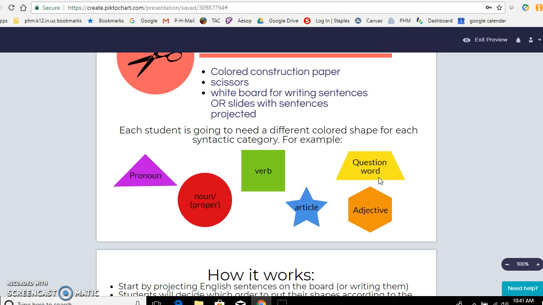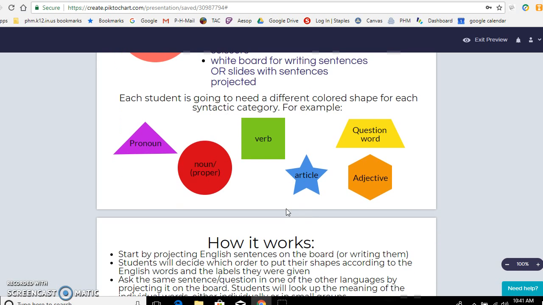So they would cut out their shapes and they could either label or not label them. It doesn't really matter. But you would want to make sure that the whole class has the same shapes for the same syntactic category. It would start to get a little difficult if everybody just chose their own. So once they have their shapes cut out and they are aware of which shape means what category, and again, you could write that on the board or they could write it on their own shapes or whatever.